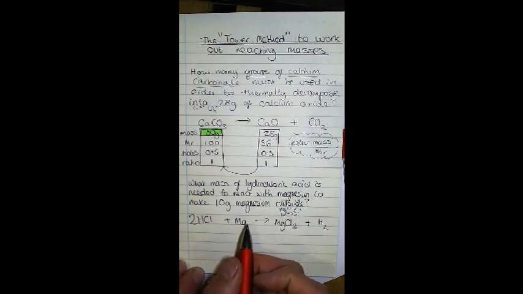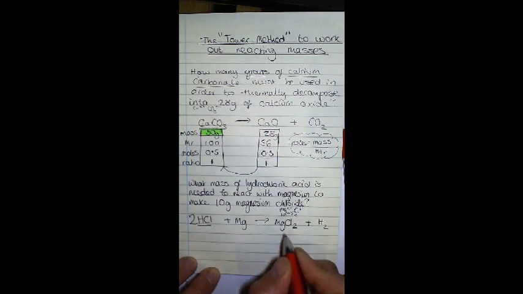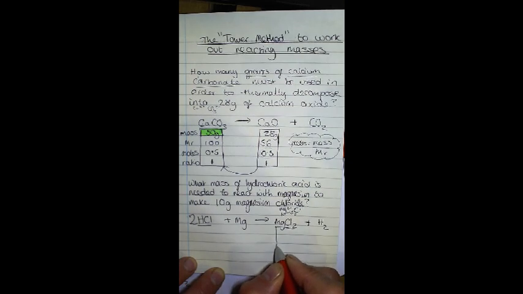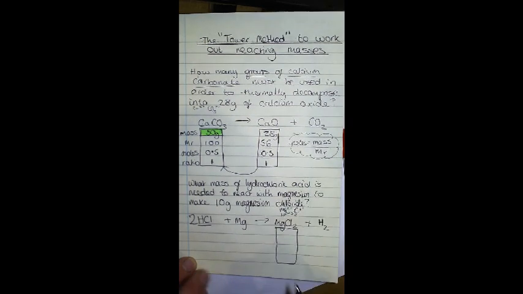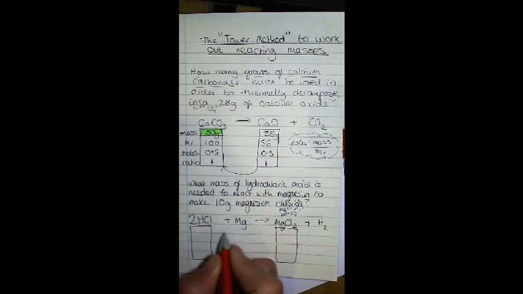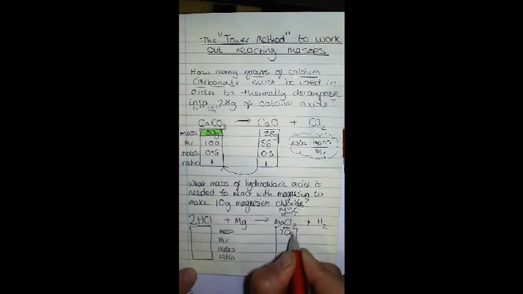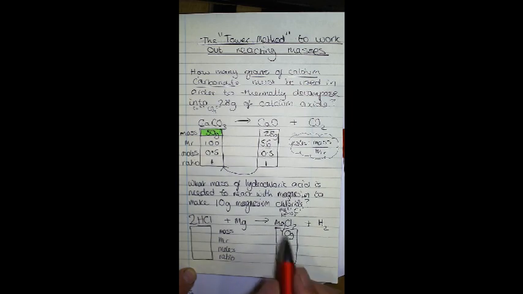So now I can work on my tower. What mass of hydrochloric acid, so I'm interested here, is needed to react with magnesium to make 10 grams of magnesium chloride? Okay, 4 floors. My floors are titled mass, MR, moles and ratio. I can fill in the things that I know. I know I want to make 10 grams of magnesium chloride. And I also know that the ratio is 1, there's an imaginary 1 in there, I've just written it in, but it's there, to 2.